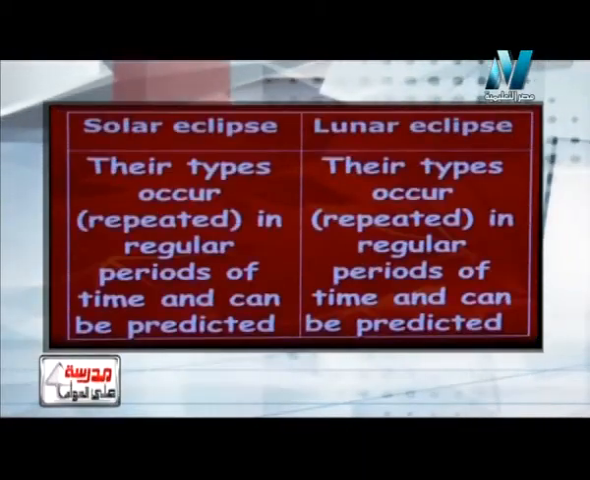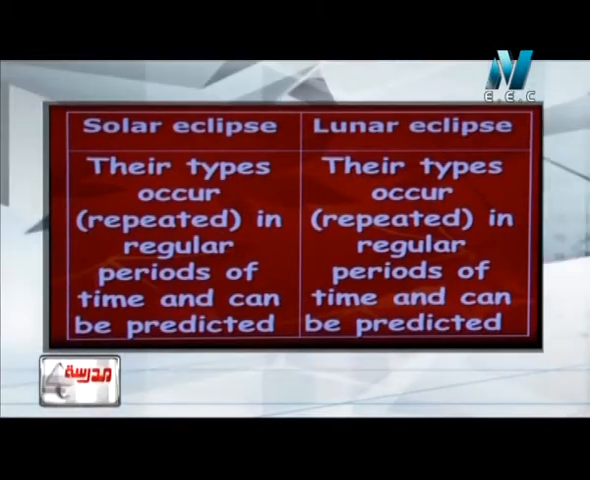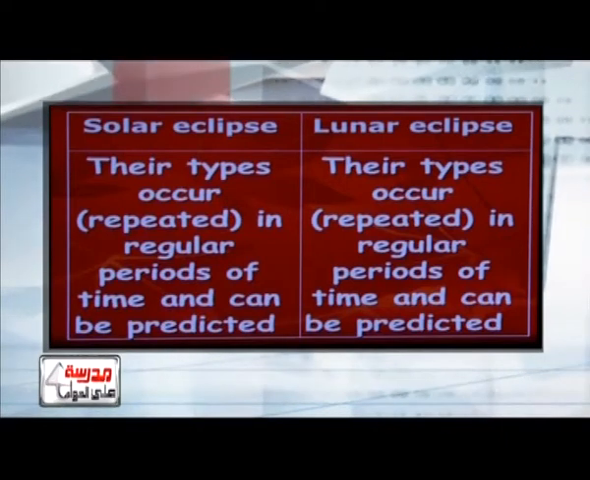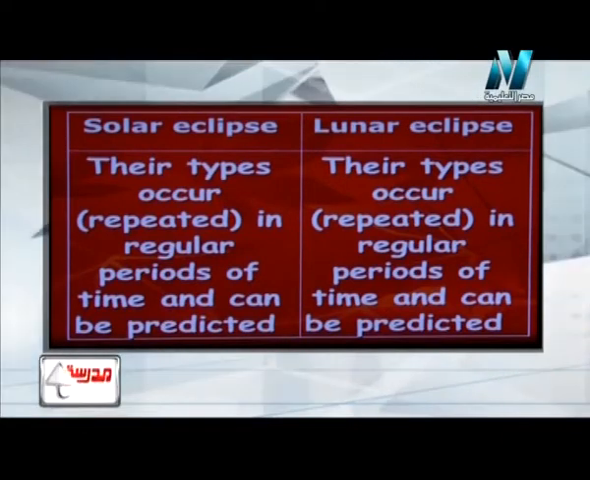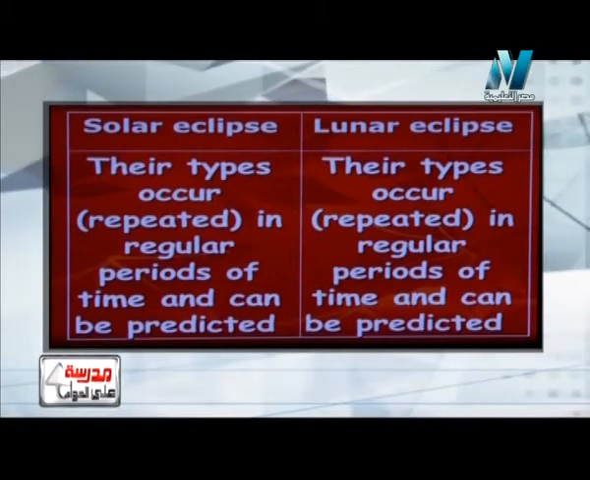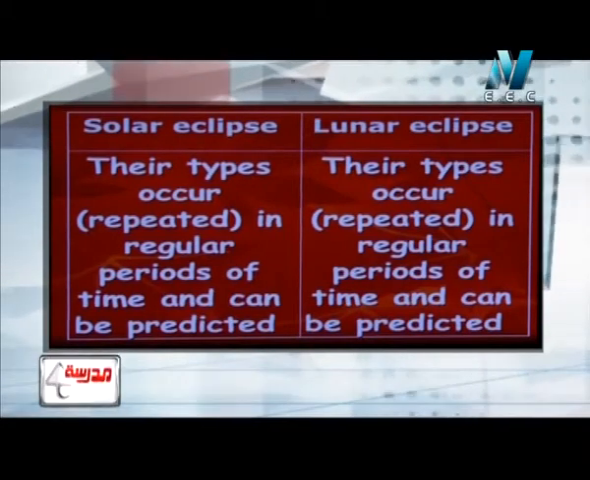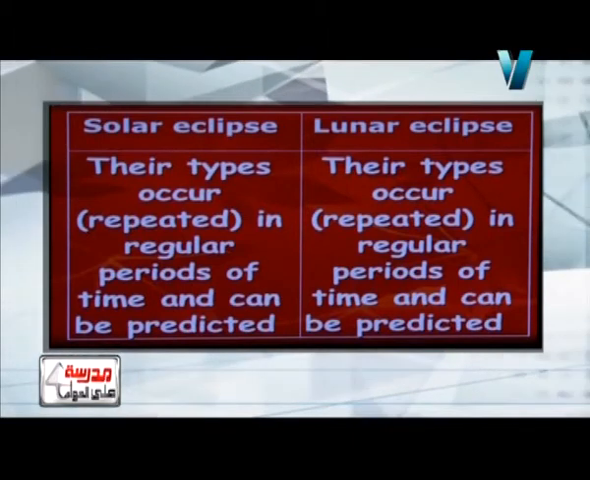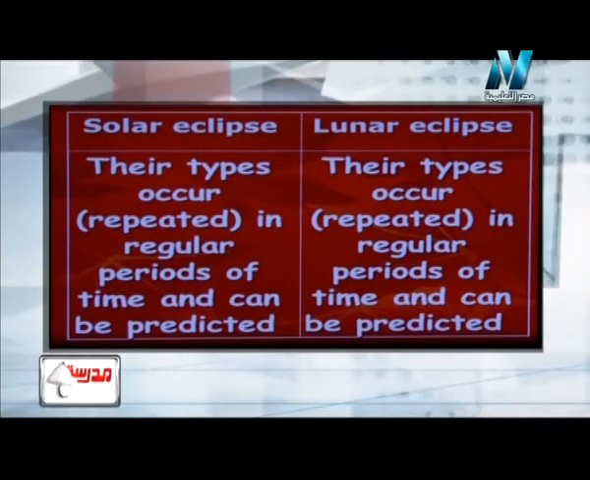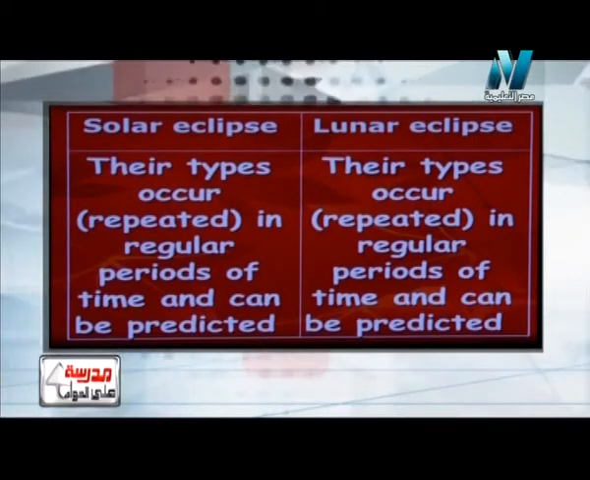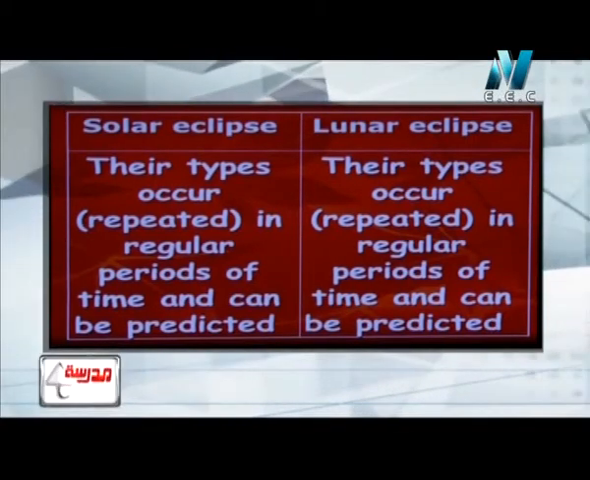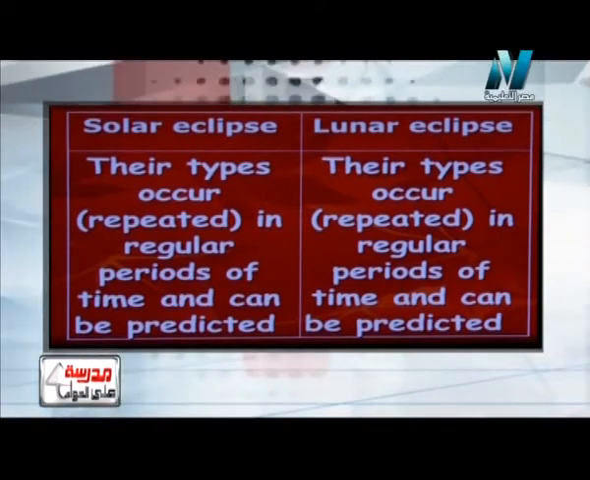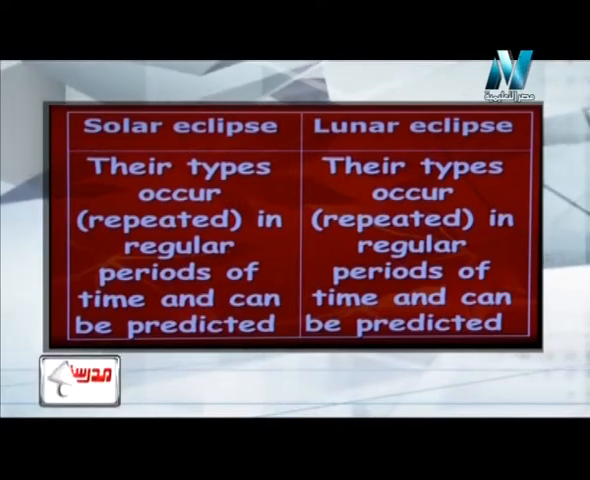Okay, so another difference. Solar eclipse types occur or repeat in a regular period of time and can be predicted. So what about lunar? Their types occur or repeat in regular periods of time and can also be predicted. So here it's a similarity, not a difference, because their types occur or repeat in a regular period of time and can be predicted at regular times of the year.